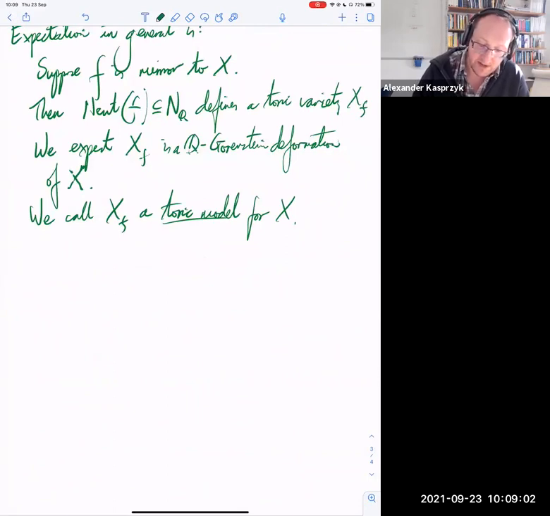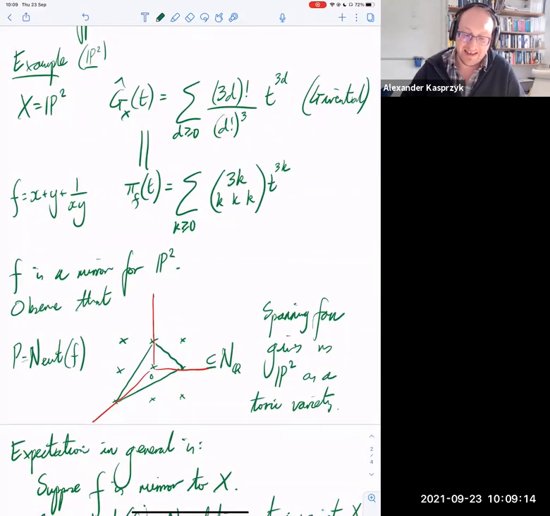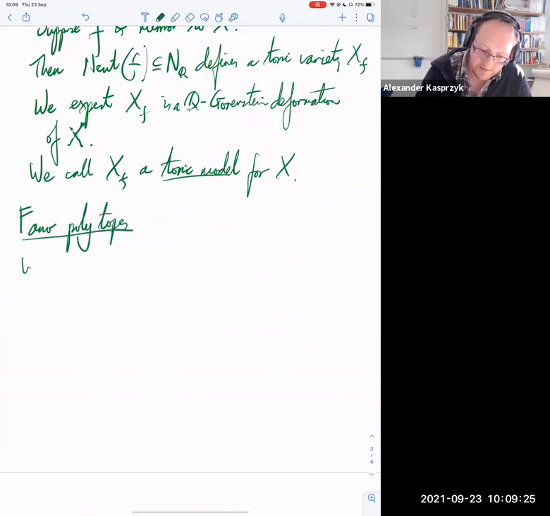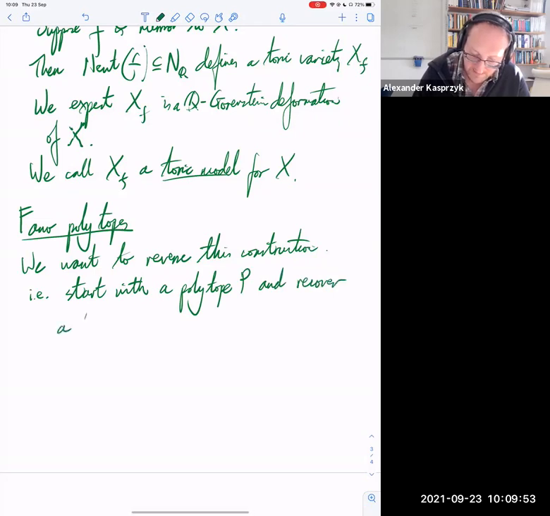So we want to reverse this construction. I've just shown you, well, what did I show you? I suppose what I showed you was I started with my Fano manifold and I ended up with a toric variety. So I'd like to go backwards. So let me introduce Fano polytopes. We want to reverse this construction. I want to start with a polytope, not just any polytope, we'll come to that in a minute, and recover a, let's just say sensible Laurent polynomial.